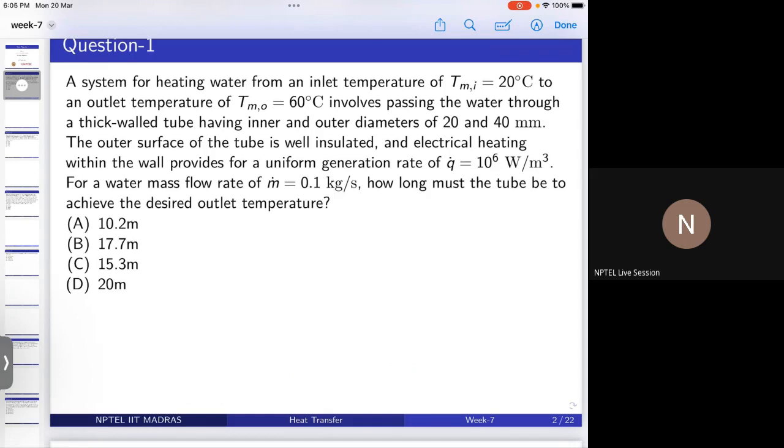I hope the question is clear. We have a pipe with predefined inlet and outlet temperatures, and heat generation is happening inside the tube. Our question is to find how long the tube must be to achieve the desired outlet temperature under these conditions, with the specified mass flow rate of 0.1 kilogram per second and the specified uniform heat generation rate of 10^6 watt per meter cube. You can start solving, and after that I will solve it for you.